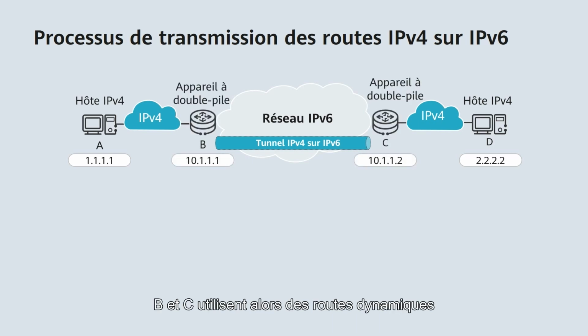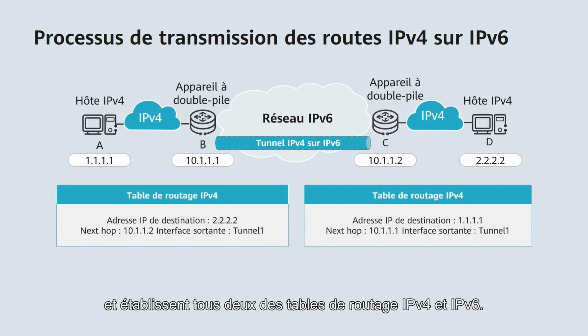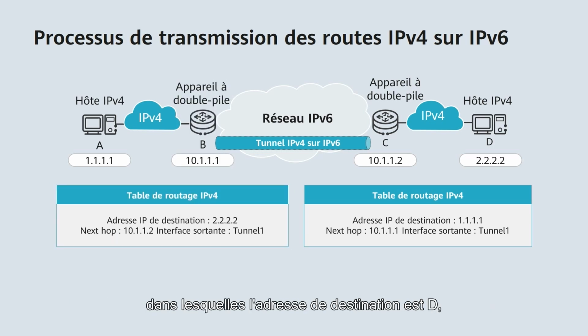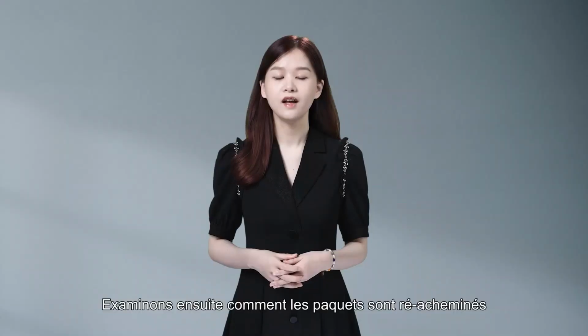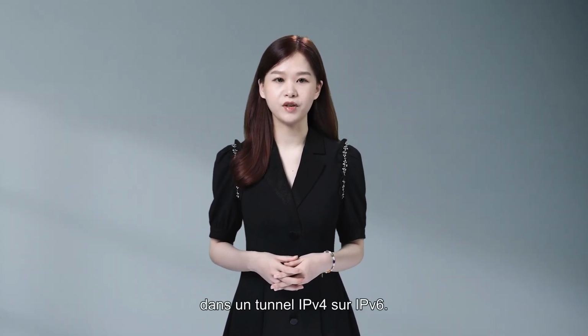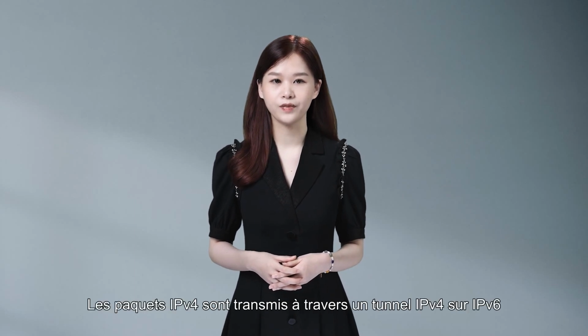B and C then use dynamic routes to advertise routing information and both establish IPv4 and IPv6 routing tables. Taking OSPF as an example, the IPv4 routing table of B contains routing information in which the destination address is D. The next hop address is the tunnel interface address of C, and the next hop should be the peer tunnel interface.